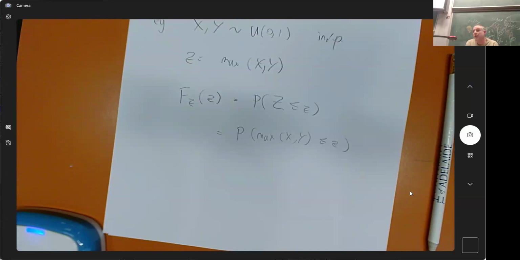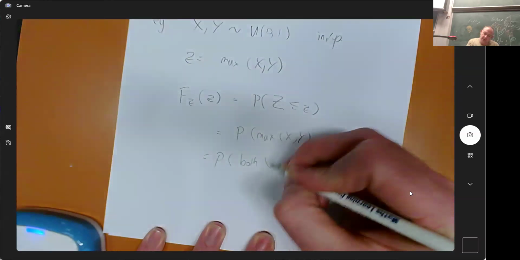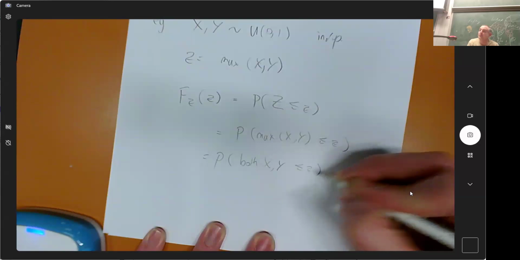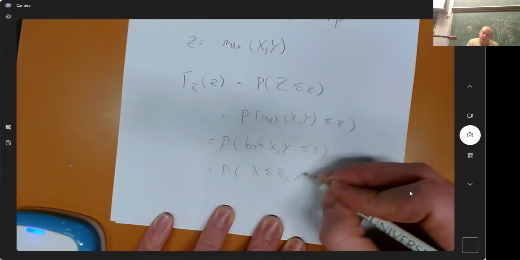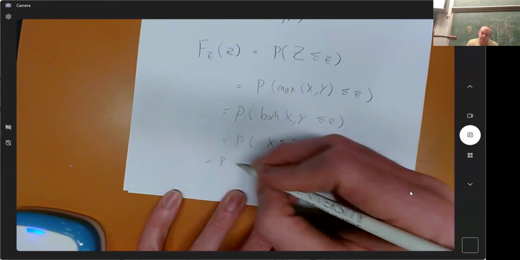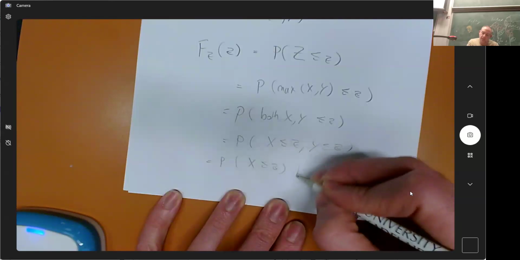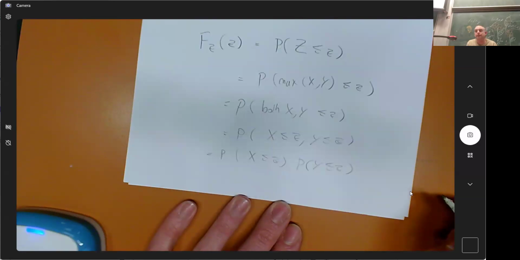And for the maximum to be less than a number, both of them would have to be less than that number. So that's the same as both X and Y are less than or equal to Z, which is the probability of X being less than or equal to Z and Y being less than or equal to Z. And because they are independent, it's that.